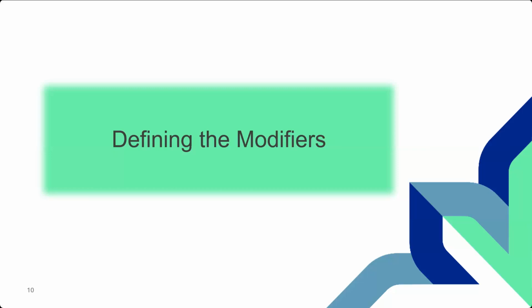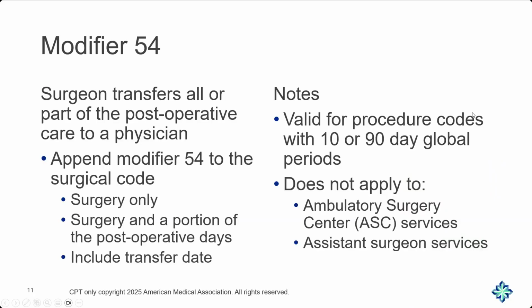Now, this is the biggest part of today. So what we want to do is look at when we can document something to make it separately payable. So we want to remove it from the global package and we want it to be separately payable. That's our goal. And each modifier, of course, is a little different. So we'll start with modifier 54.